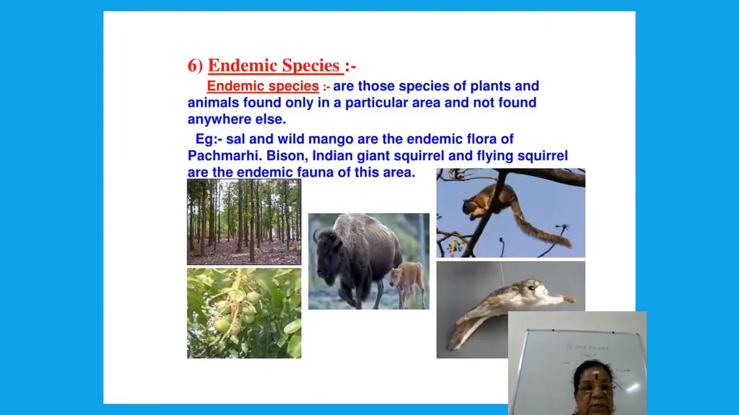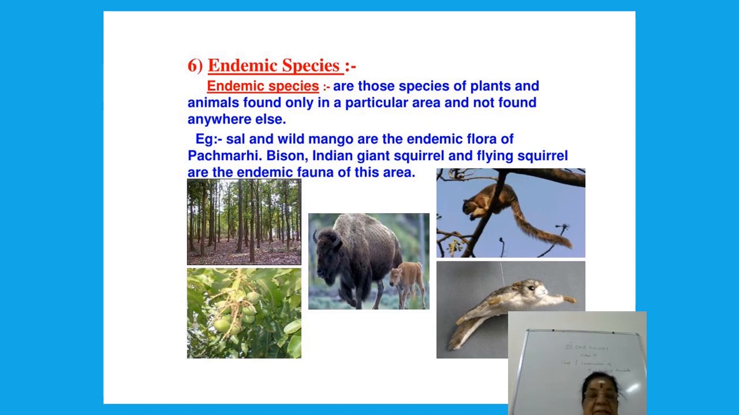The next one is endemic species. We come across the term endemic species. What is it? Endemic species are those plants and animals which are found exclusively in a particular area and not found anywhere else. They are not naturally found anywhere else. A particular type of animal or plant may be endemic to a zone, a state or a country.